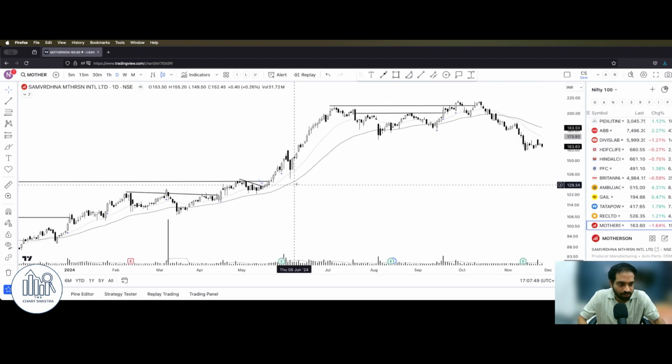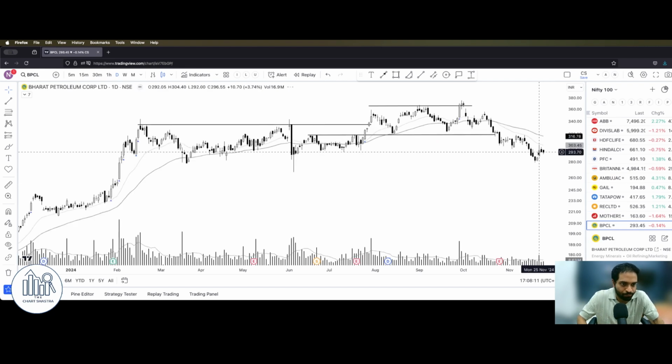Motherson Sumi was a very strong performer when the auto sector was doing well, but recently, in the correction when the auto stocks started behaving badly, this is getting weaker and weaker. As of now, it is consolidating here. Let's see, would it go down and see some more selling, or would it see some kind of buying here?